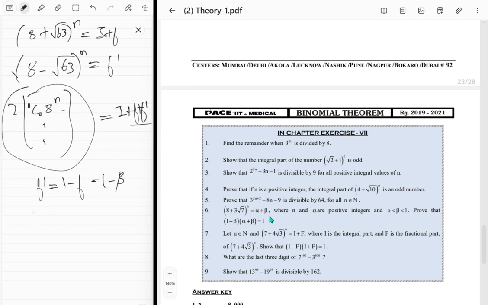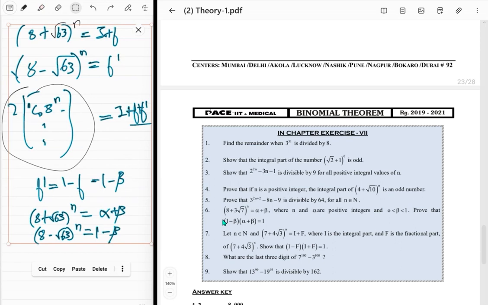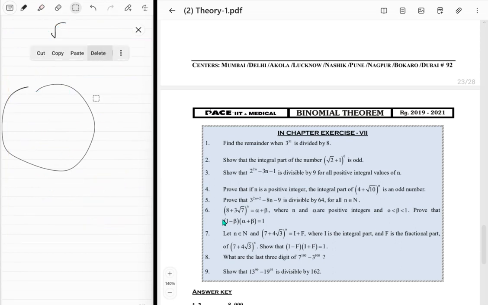Right. So basically (8 plus square root 63) to the power of n is alpha plus beta, and then (8 minus square root 63) to the power of n is 1 minus beta. So now what you have to prove is that the multiplication of these two equations gives us 1 on the difference, which is obvious because 8 plus square root 63 times 8 minus square root 63 is 1, and then that multiplication is just 1 to the power n, so it's 1. So 6 is done. Okay, 6 is done.